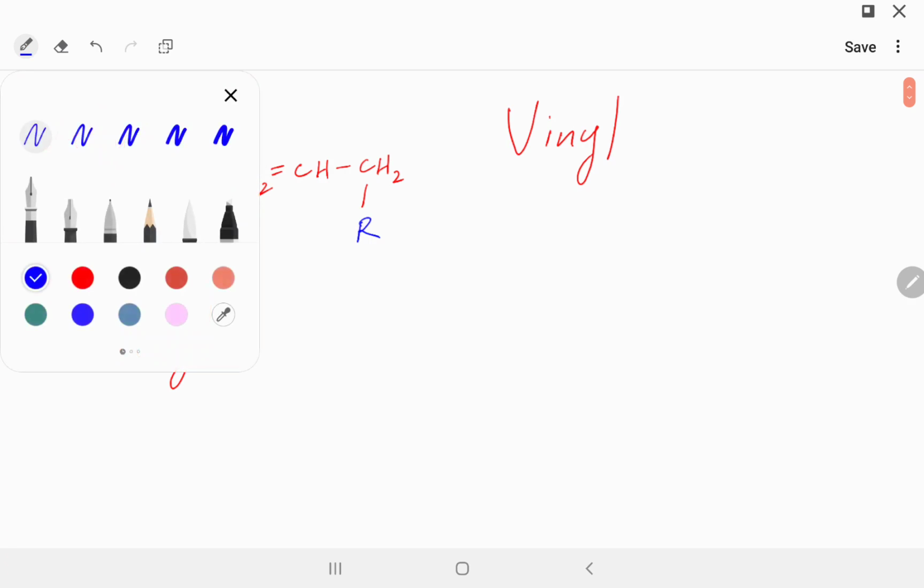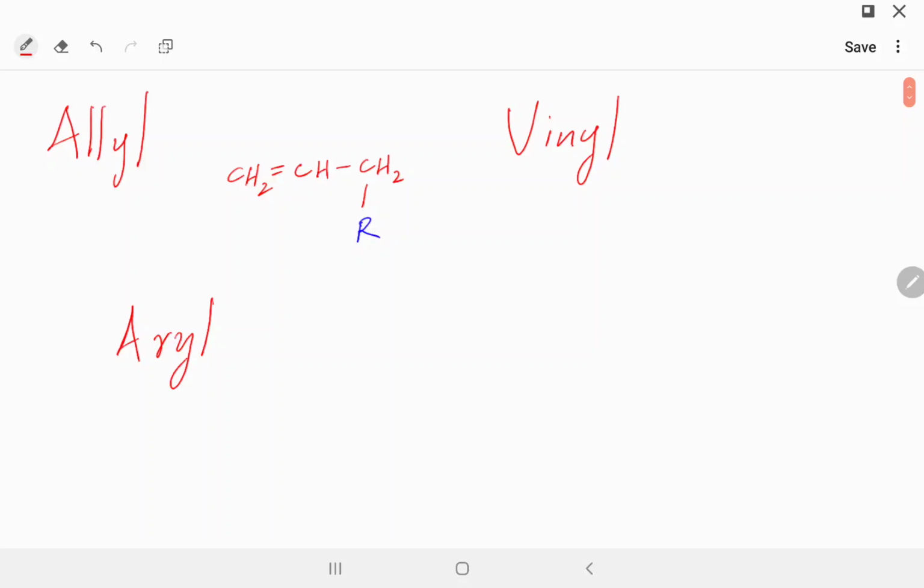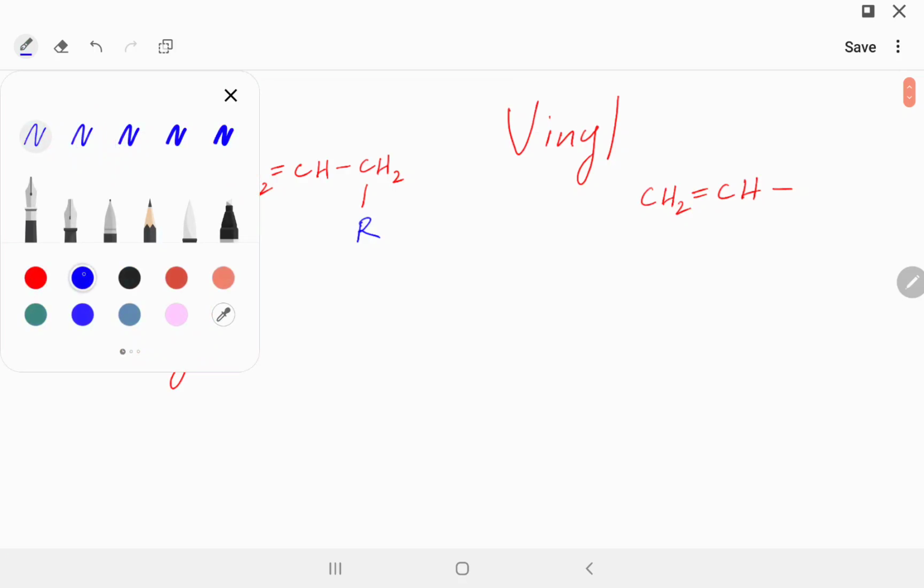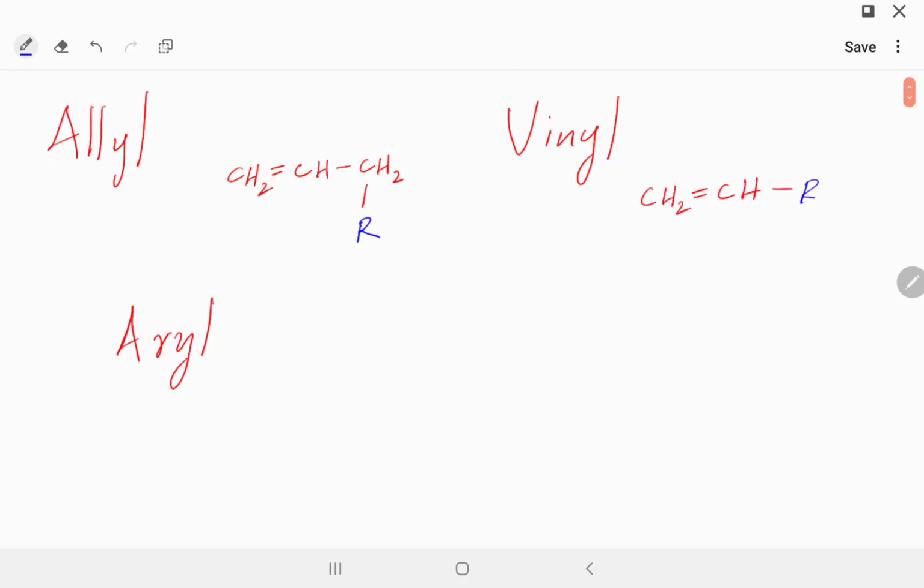And then let's talk about vinyl. Vinyl is actually a little bit simpler than allyl. So you have a carbon-carbon double bond, of course. So CH2=CH, and then comes the rest of the molecule. Then comes R. Okay, so vinyl and allyl are very similar, to be honest. The only difference is that allyls have one extra carbon.